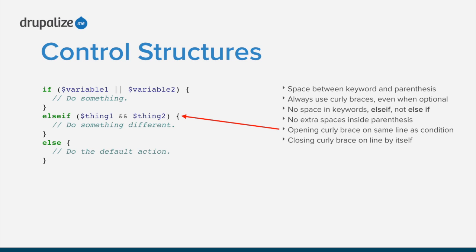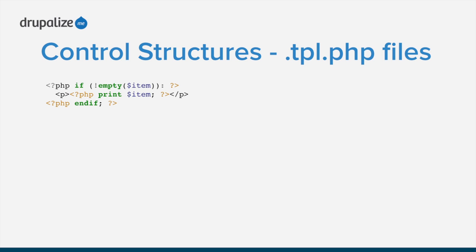We always put the opening curly brace on the same line as the condition and the closing curly brace on a line by itself. The exception to this is control structures inside of template files. So inside of a .tpl.php file, we use the expanded if syntax. You can see it here. This makes it a little bit easier to find the closing part of the if statement when it's mixed in with a whole bunch of HTML. So inside of template files, we use the expanded if structure.